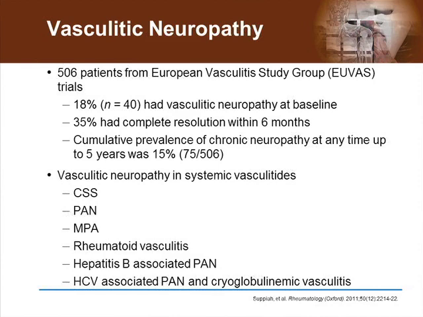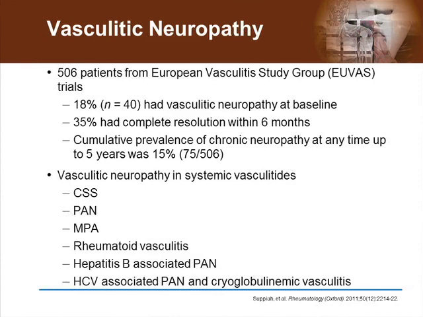So looking at vasculitic neuropathy in the setting of primary systemic vasculitis, this paper looking at 506 patients from the European Vasculitis Study Group noted that 18% of these patients had vasculitic neuropathy at baseline. Of this, only 35% had complete resolution within 6 months, which means that most patients do continue to experience some neurologic deficit or symptoms in that area. And the cumulative prevalence over 5 years was about 15%.